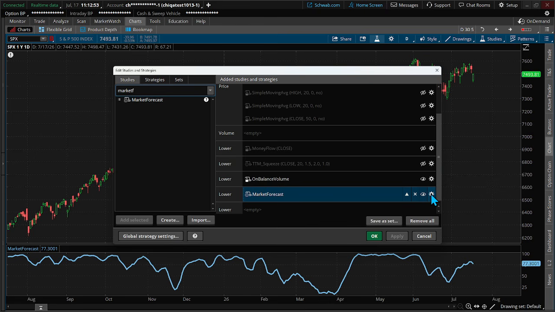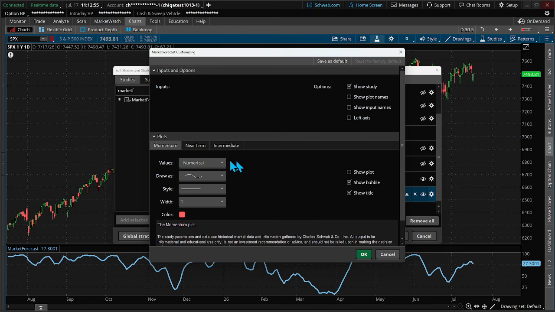Now with that, let's go ahead and just click on the wheel, and you can see what I've done on the momentum line as well as the near-term line. These are our shorter-term lines. On each of these, I have simply just taken out the show plot right here. So there is no plot, and therefore it will not show on the screen. The intermediate term line does have the show plot still.